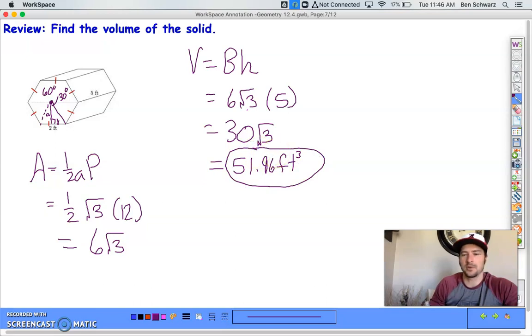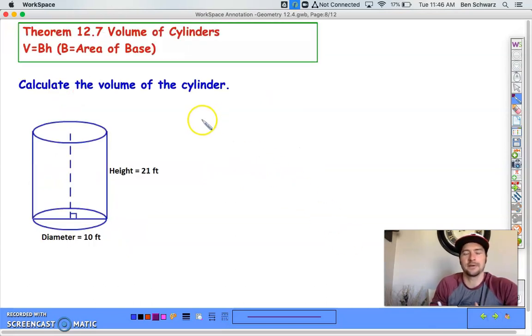All right, so that was a prism. Today, we're going to talk about cylinders. Nice thing about cylinders, they have the same volume formula, area of the base times the height. The only difference with the cylinder is that our base is a circle, right? So anytime we're finding B for a cylinder, we're going to be using pi r squared, okay? Again, only for a cylinder.